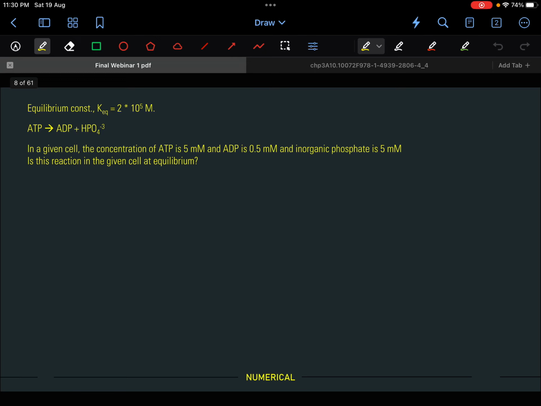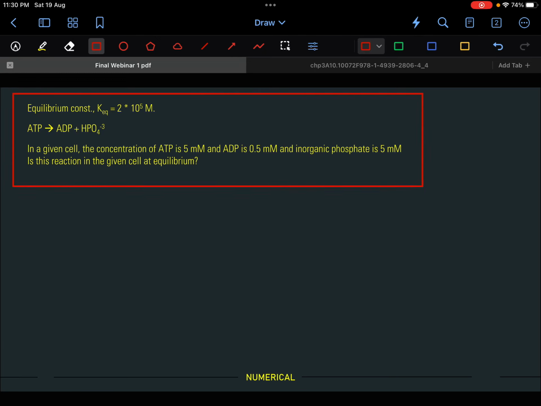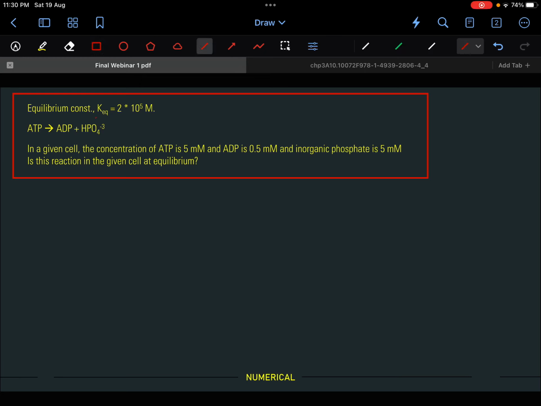Okay, so here is a question, and the question says that the equilibrium constant is given. What is the equilibrium constant of this reaction? This reaction, ATP to ADP, and we are all familiar with this reaction, right? The breakdown of ATP to ADP and inorganic phosphate. So the equilibrium constant for this is given.